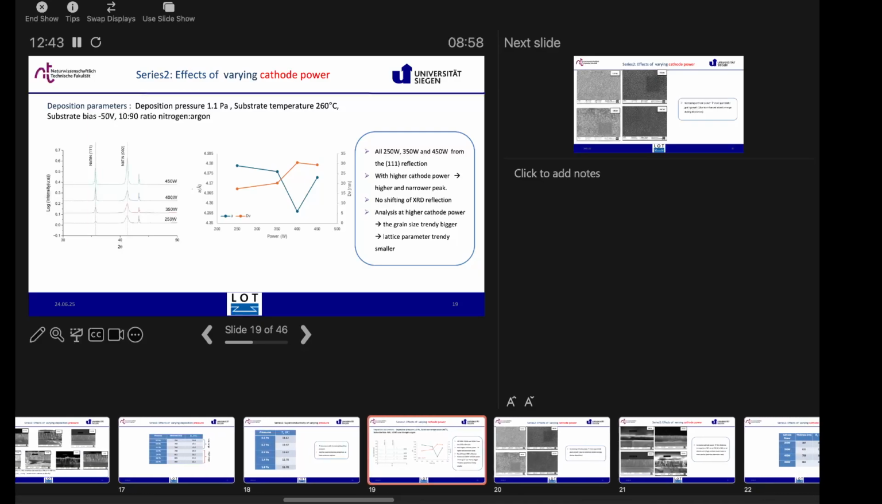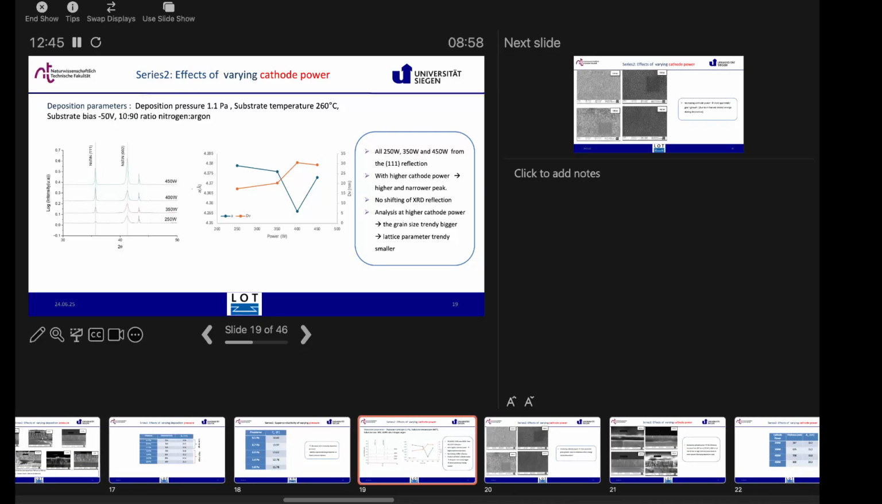Now, coming to the second parameter, which is varying cathode power. If we look at the XRD result, we get both the 101 and 002 reflections. But in this case, I predict both the grain size and lattice parameter from the 101 reflection. When we zoom in on the 101, we see that with higher cathode power, we get a higher peak and a narrower peak. And it's still constant in the middle, which means no shifting occurs in the XRD reflection.